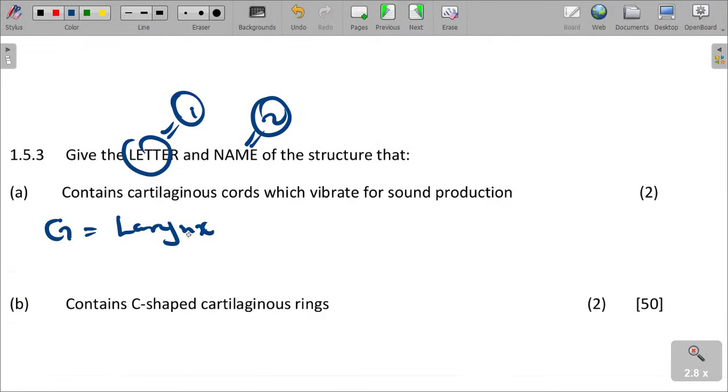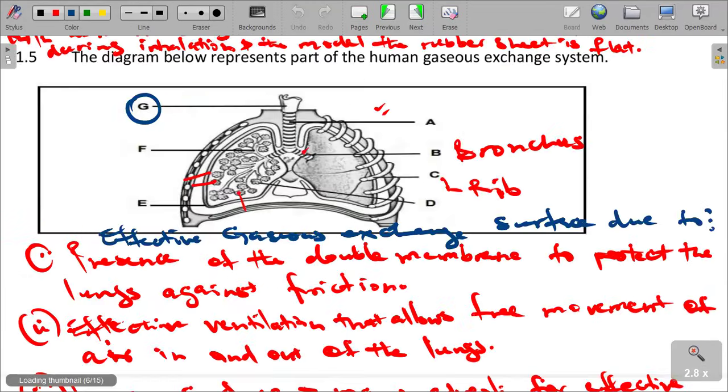It actually helps in vibration for sound production, and then contains C-shaped cartilaginous rings. The C-shaped cartilaginous rings, we also need to understand that these are found on the trachea. So we need to see that these are found on the trachea. Which letter represents the trachea is what we need to find out.